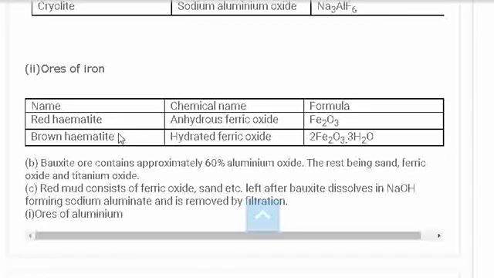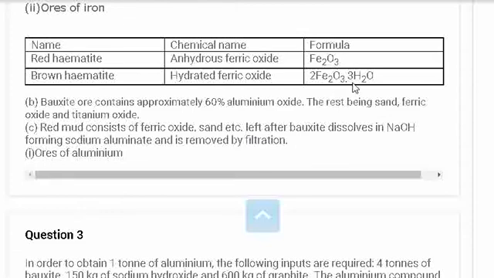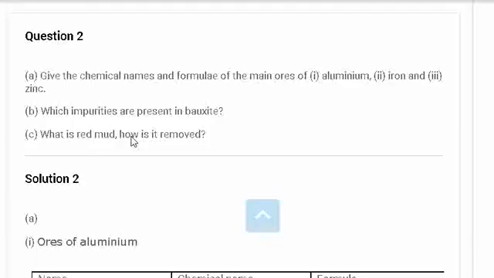Ore of iron. We know about iron, I guess. The name is red hematite, chemical name anhydrous ferric oxide, formula Fe2O3. The other one is brown hematite. Red hematite contains more iron element inside it, and the next one is brown hematite, hydrated ferric oxide, 2Fe2O3·3H2O.